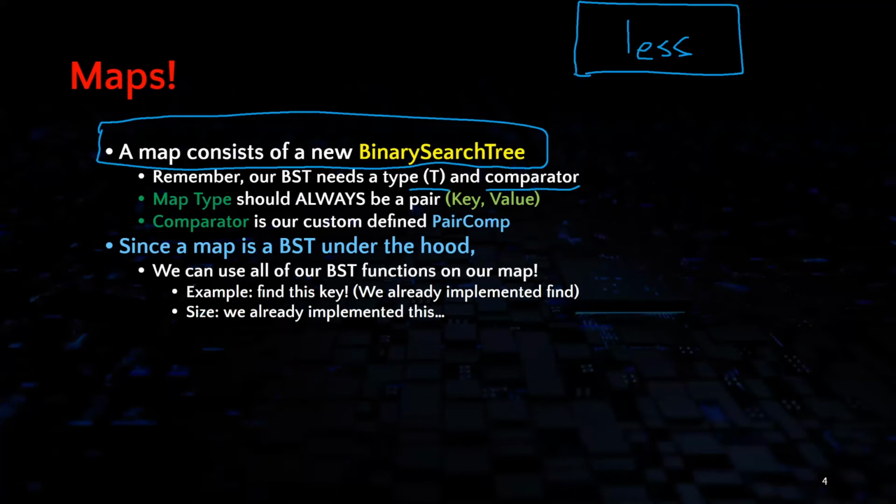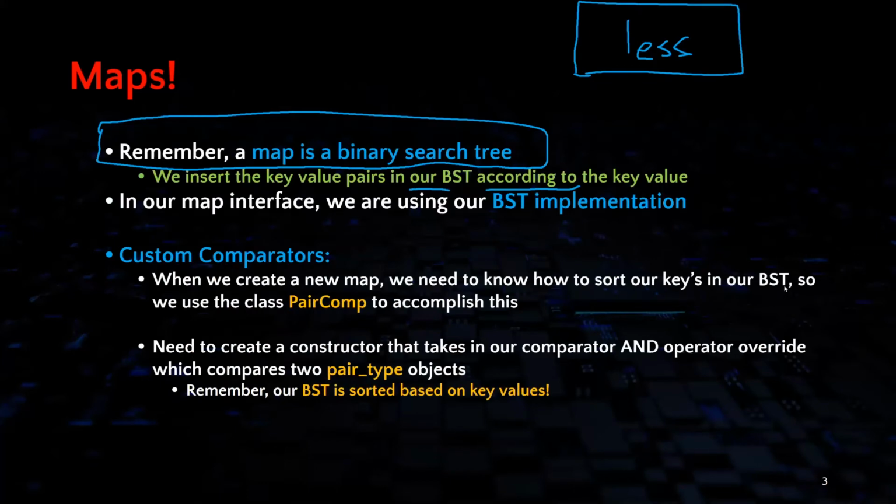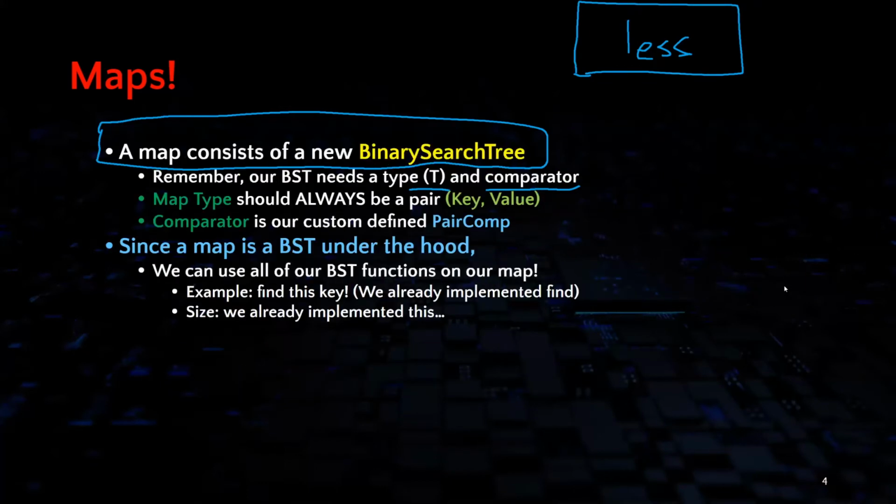But here, remember this? We just made some custom comparator over here. So when we make a map, we need to be sure to create a new binary search tree and give it the type of pair, because remember, our type is going to be some key value pair, the key and the value. And then our comparator is just going to be whatever custom comparator we created in the last step. So that's basically all a map is, a binary search tree of type pair, where the dot first is going to be our key and dot second is going to be our value.